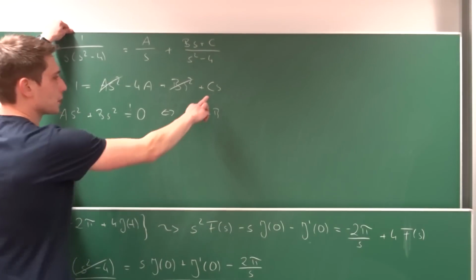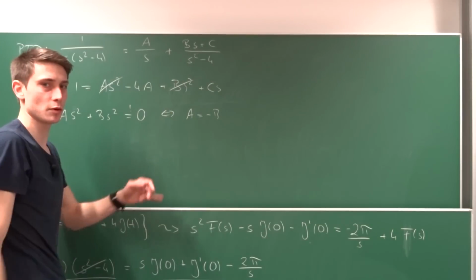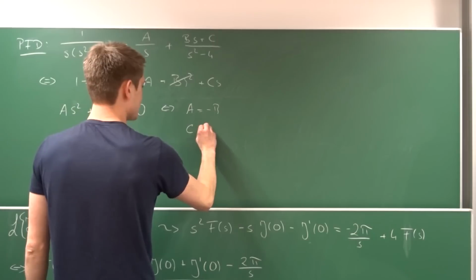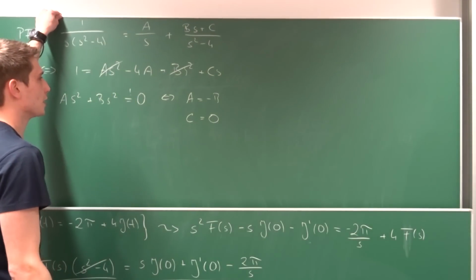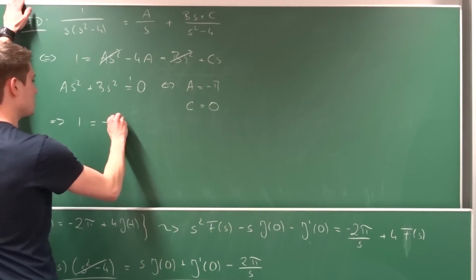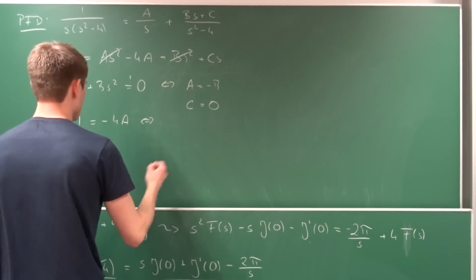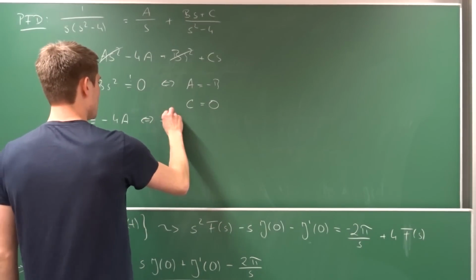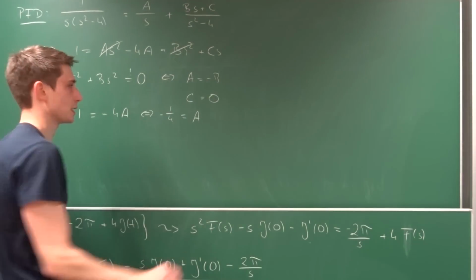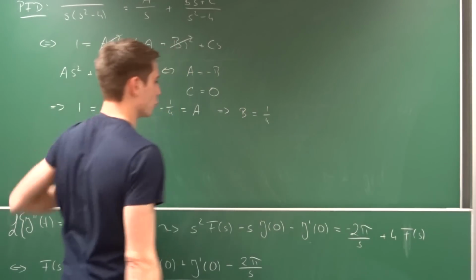Next thing, well, this thing has degree of 1, but we don't have anything else with a degree of 1, so that means that C is equal to 0. That's the next conclusion. C is equal to 0 in this case. And what we end up with now is just that 1 is equal to minus 4 times A, but that also means minus 4 isn't equal to 0. We end up with minus 1 over 4 equals A. But we know what B is, just minus A. So that also means that B is equal to 1 over 4.